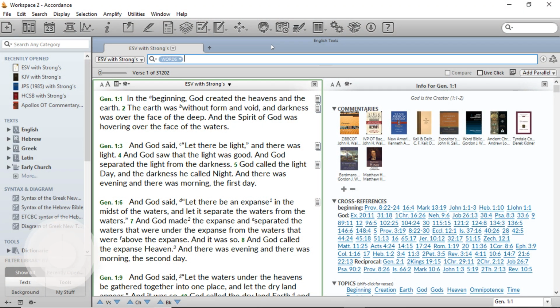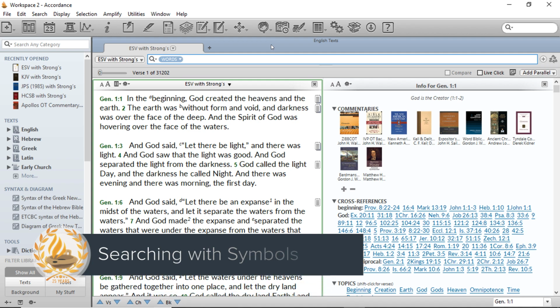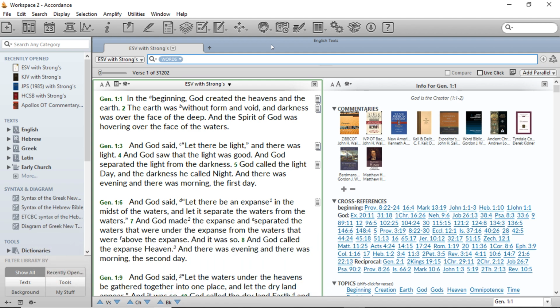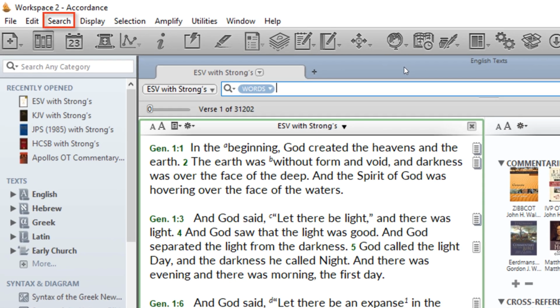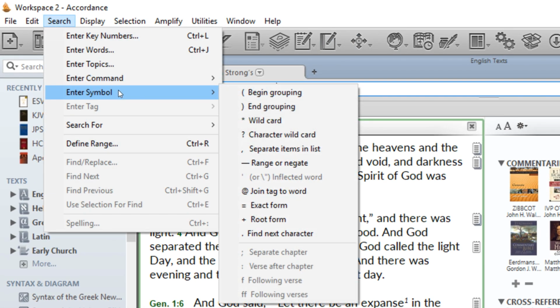Refining your search using symbols. Flex Search automatically looks for variations of the words you enter, but you can find specific variations in word patterns using a variety of search symbols. All these symbols are listed in the search menu under Enter Symbol. This menu even includes a brief description of each symbol's function.